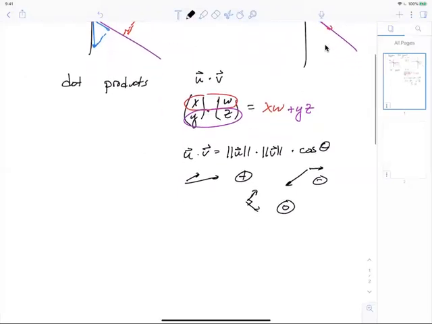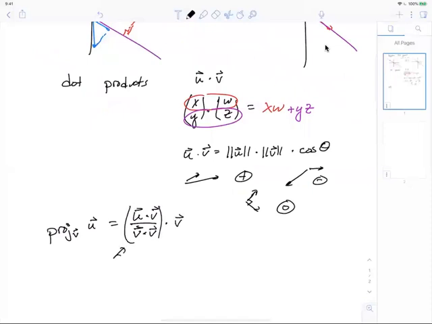And so the dot product lets us use a projection formula. The projection of u onto v is equal to (u dot v) over (v dot v), times v. Keep in mind, this is just some scalar right here. This is a scalar quantity, and it tells us how much of v is in the projection.